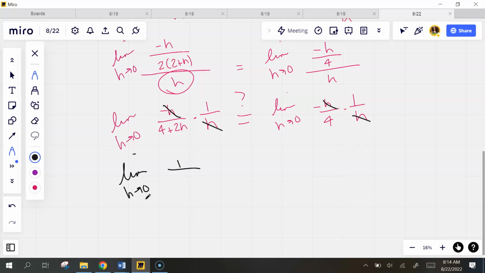I've got 1 over 4 plus 2h. Yep, sorry. And negative 1 over 4. Which doesn't look like the same thing, but if I plug the 0 in for h, which I can now because I'm no longer undefined, so yes, they have the same slope from the left and the right, and that slope is negative 1/4. That was a tough one.